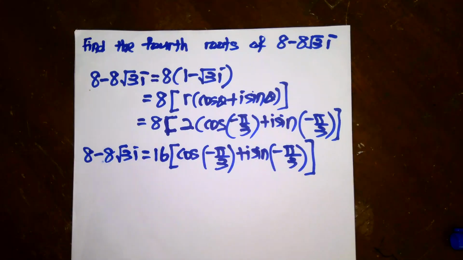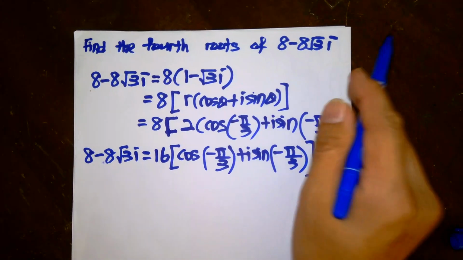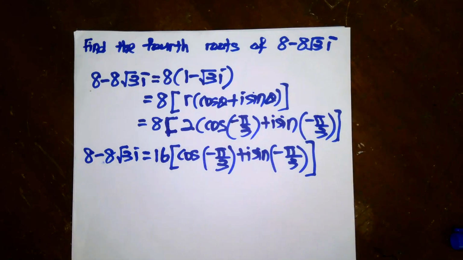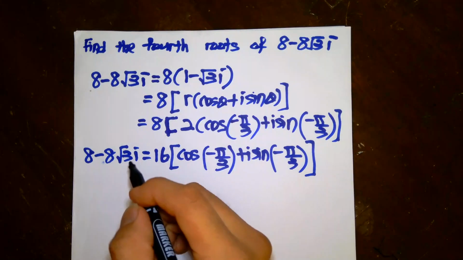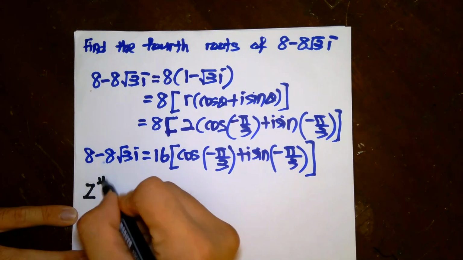So now I'm going to find the fourth roots of this by applying the n roots method. So what is the n roots method? I have to show you the n roots method, which involves z to the power of 4.